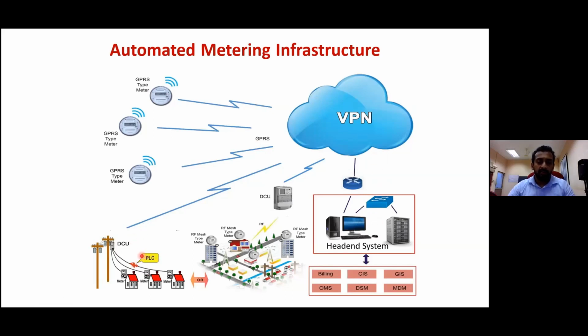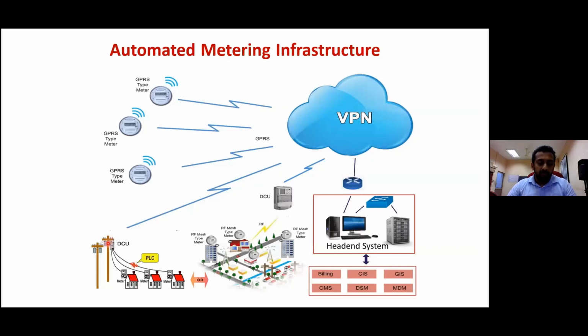And we have other options like PLC, that is power line communication, and radio frequency communication. In both of these types, we are going to need another additional field device called a data concentrator unit. It is more or less like a gateway between the network on this side and the network on this side. So in the downstream here, the network is RF. In the upstream, it is an IP network. So the DCU is going to bridge these two networks so that the communication can be established with the head-end system.